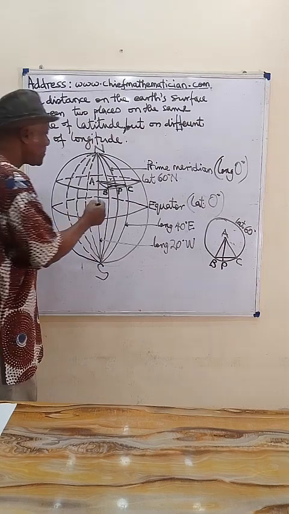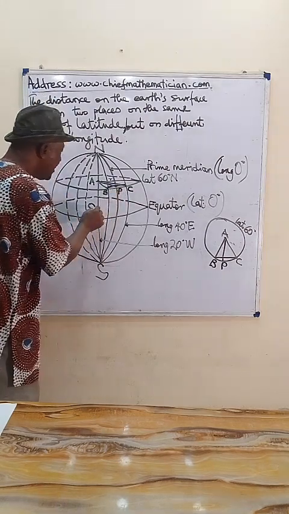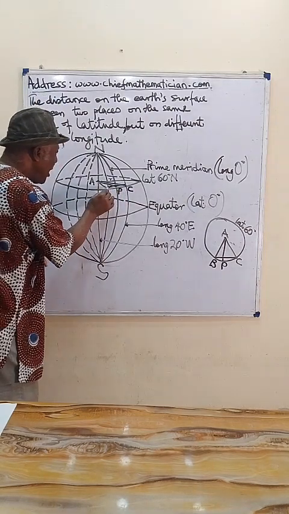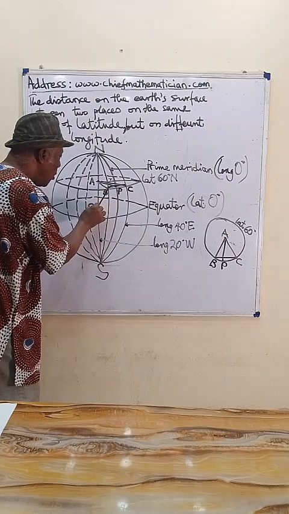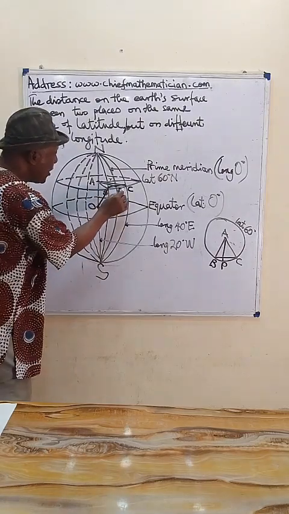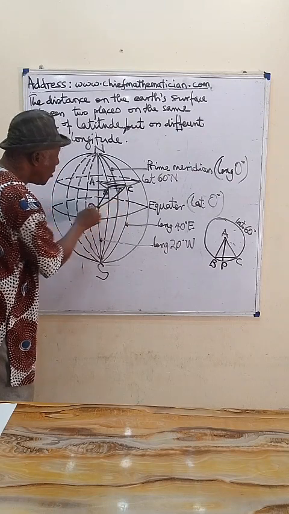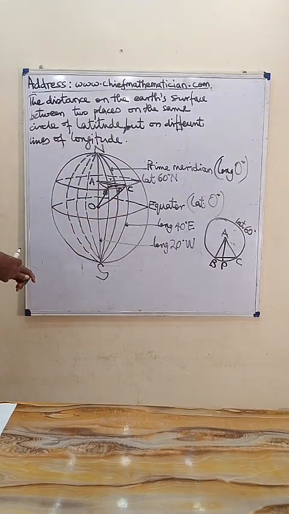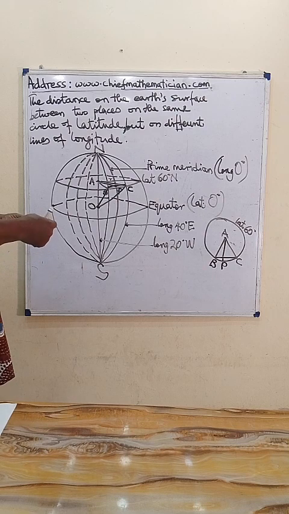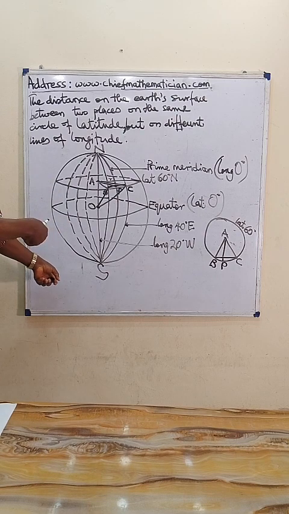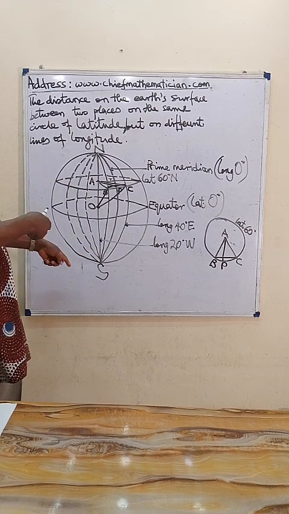How will that circle behave? Now, watch carefully. If you join B to O and join C to O, what do you observe now? That BC subtends an angle at the center of the circle. Yes, it subtends an angle at the center of the earth.